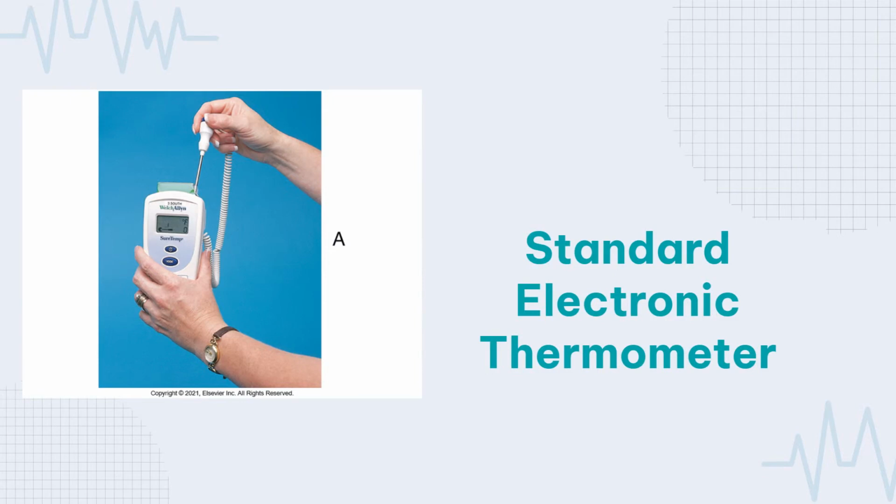So we have the standard electronic thermometer. That's what you'll most likely see in the hospital. It's battery operated. The probe is inserted at the measurement site, so it can be oral, rectal, or axillary. Oral and axillary probes are blue. Rectal probes are red. Probe covers are disposable sheaths used to prevent the spread of infection. Apply a new cover for each use.